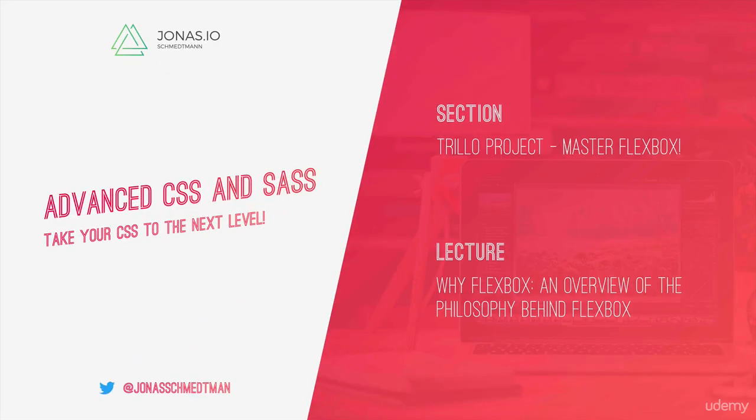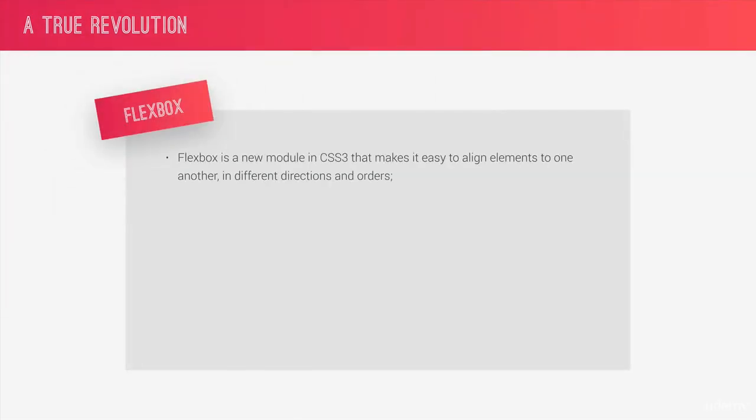So, before actually using Flexbox in practice, I want to show you the philosophy behind Flexbox and show you the main properties that we can use in order to build Flexbox layouts. So, what is Flexbox actually? Well, Flexbox is a new module in CSS3 that makes it very easy to align elements to one another in different directions and orders, and also to change these alignments if necessary, like for example for responsive design.